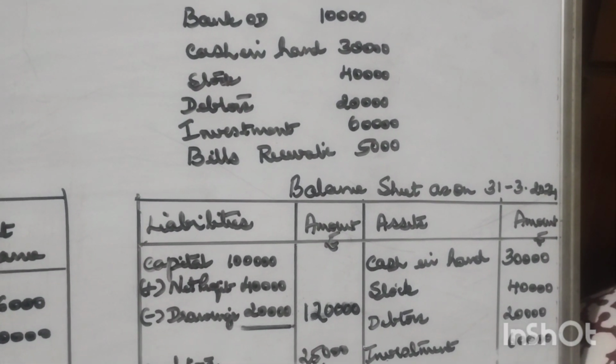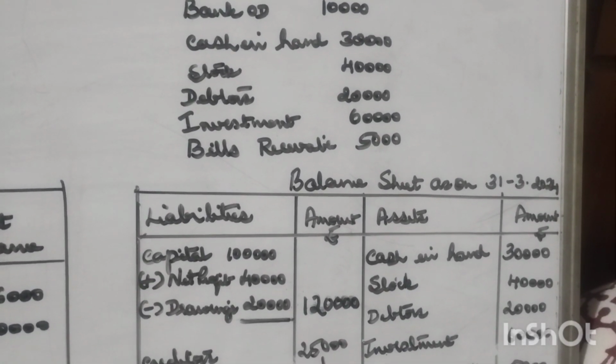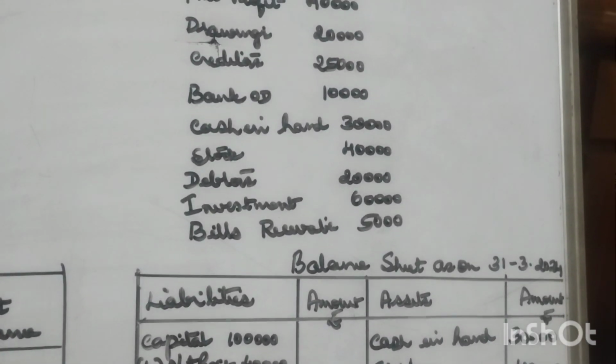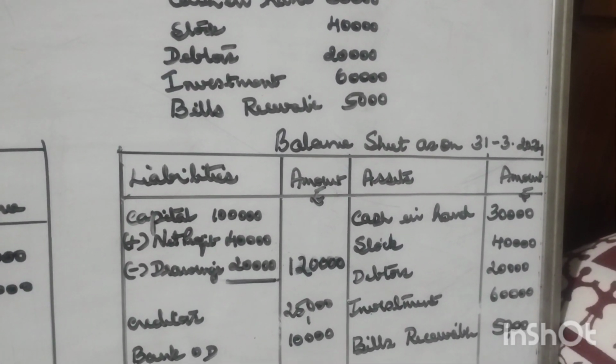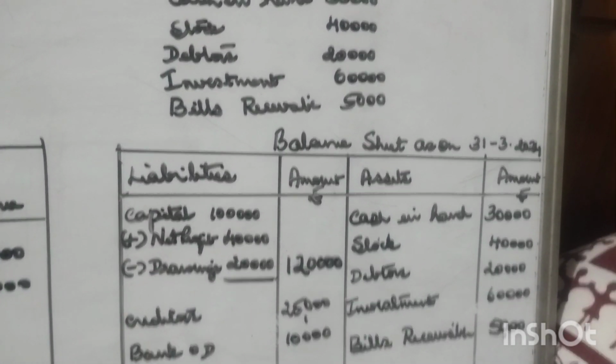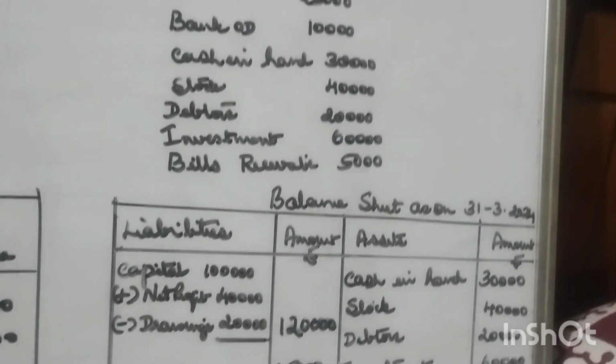So what is the net amount that has to be disclosed under the amount column? So the amount will be 1,20,000. Next, creditors, that is a liability that appears under the liability side. Bank overdraft also appears under the liability side.